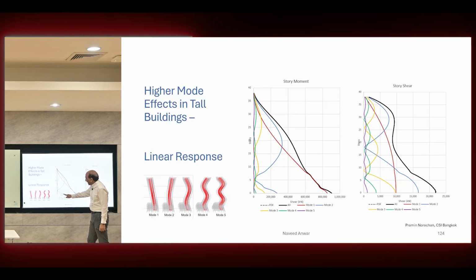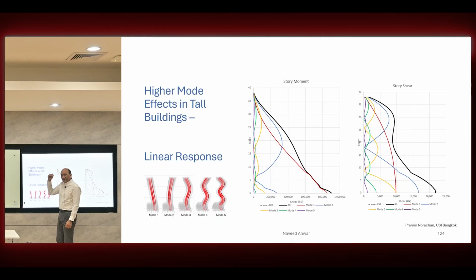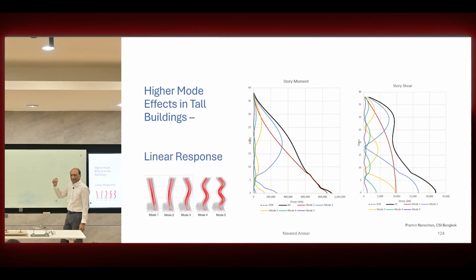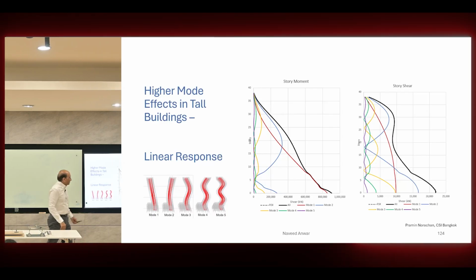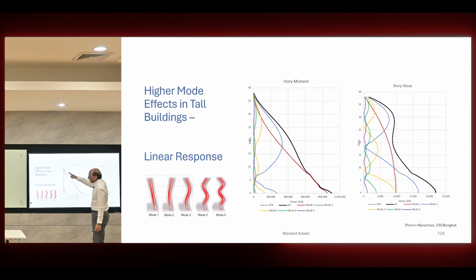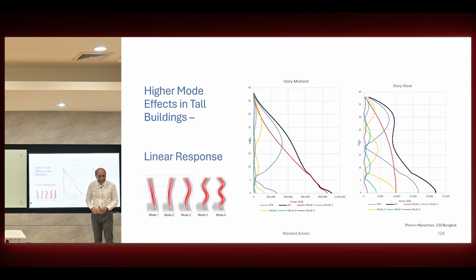Mode 5, the blue line, is actually like this for the moment. So you can see that for this mode, the moment was very high in the middle of the building and very low at the bottom. Normally, we assume that the moment should be very large at the base and small at the top, which is true. The total moment is like that. But the individual modes, you can see mode 5, and look at mode 3 and mode 4. These are giving very different patterns of moments, right?